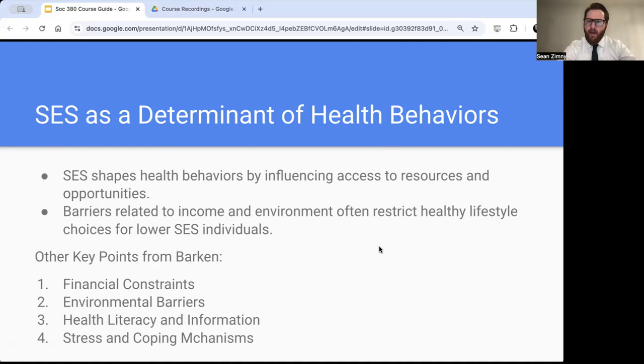And so I want to emphasize that lifestyle choices are not simply individual decisions. We have to think sociologically. We have to use that sociological imagination and think more broadly. So lifestyle choices are not simply individual decisions. They are influenced by things like socioeconomic status.